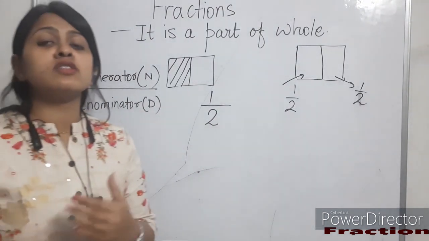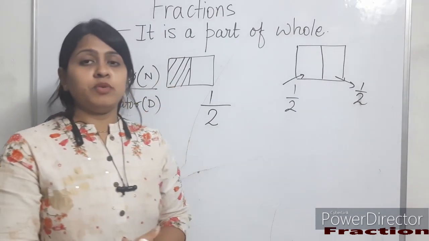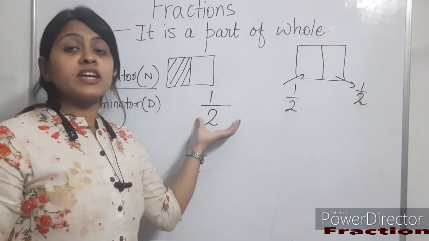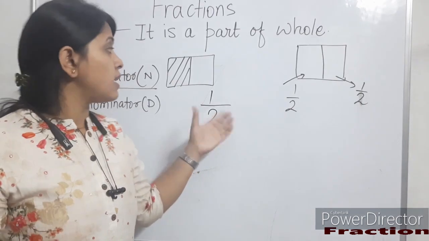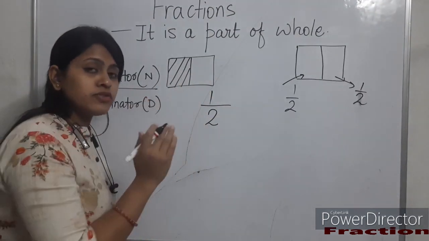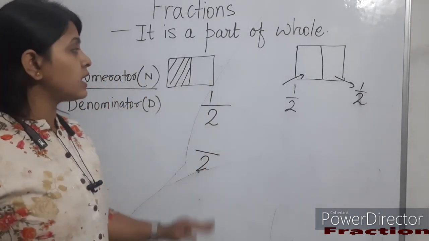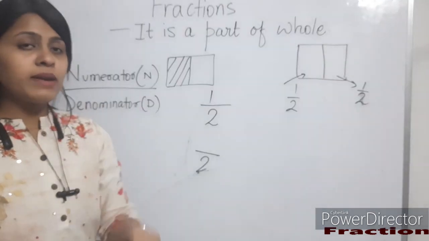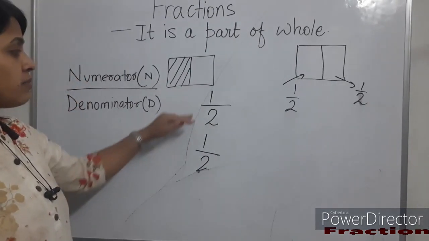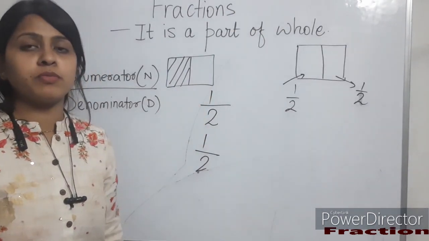Now the question can also come in a twisted way: write the fraction of the unshaded portion. This was the fraction of the shaded portion, but for the unshaded portion, again we first count the total parts. Total parts go at the denominator, and there is only one unshaded part, so we write 1. So 1/2 is the fraction for the shaded portion, and 1/2 is the fraction for the unshaded portion as well.